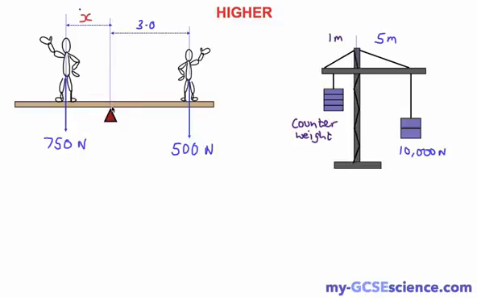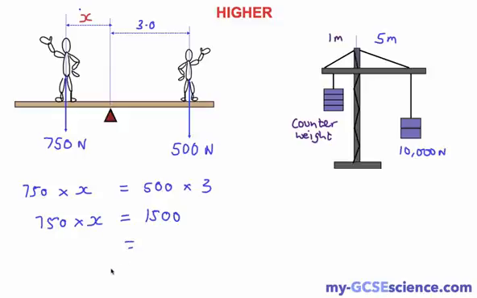So for this one over here, where we've got two people balancing on a seesaw or a beam, we know we can work out the clockwise moment. So we've got 500 times 3 on this side, and on the opposite side we've got 750 times x. If we tidy that up a little bit, we've got 1500, 750 times x equals 1500. Divide both sides by 750, so we have x is 1500 divided by 750, and that gives our x, which is our distance, of 2 meters.